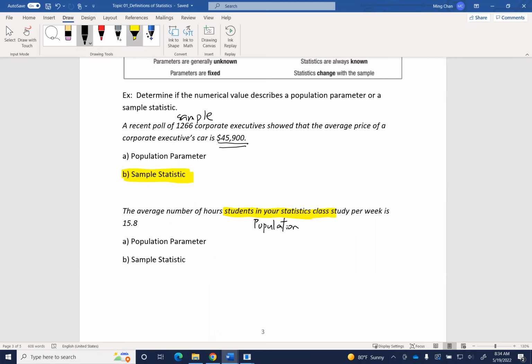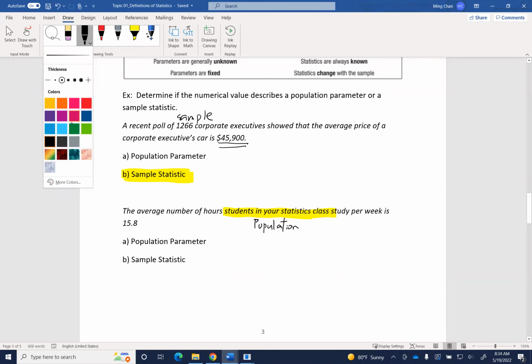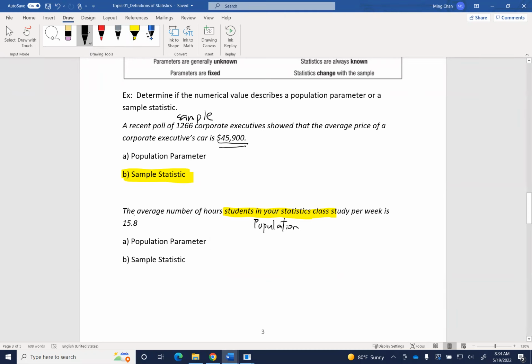So your numerical description, the average hours of study, is 15.8 hours. That has got to be the population parameter. Okay, because the students in the class are the population, not the sample. All right.